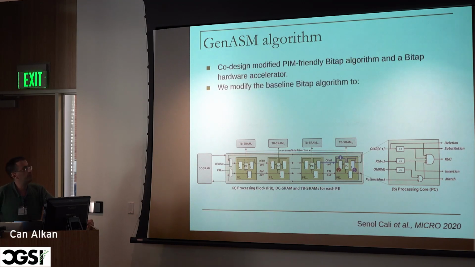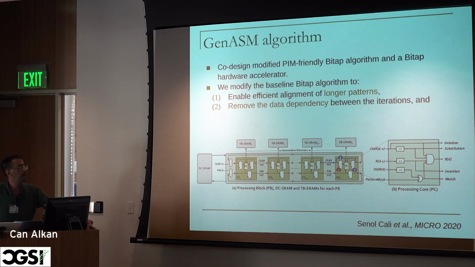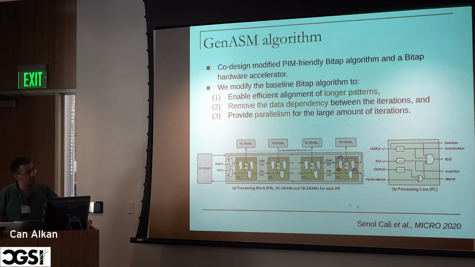This is a modified PIM-friendly BiTAP algorithm, or the shift-and algorithm. And then we modified the baseline algorithm to also enable efficient alignment for longer patterns. For efficiency in BiTAP, it should be 1 or 2 computer words, where 1 word is 32 bits. For longer sequences, you need more tricks, which Damla provided. And she also removed the data dependency between those iterations and provided parallelism in these operations. And then this bit shift is all implementable using simple shift and OR gates.